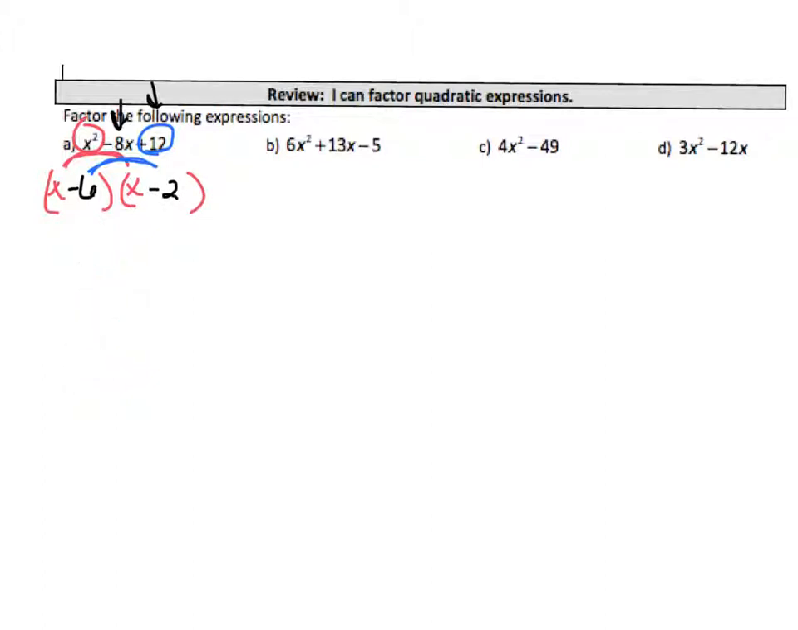So just to check, I always say check the middles. So I'm going to check these middle terms. I'm going to get negative 6x and negative 2x. And then if I add these two terms together, I'm going to get negative 8x, which is exactly what I want to get out of this. So my answer is going to be x minus 6 and x minus 2.